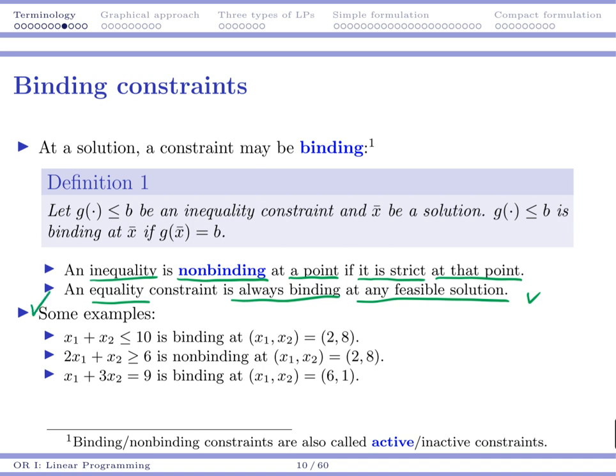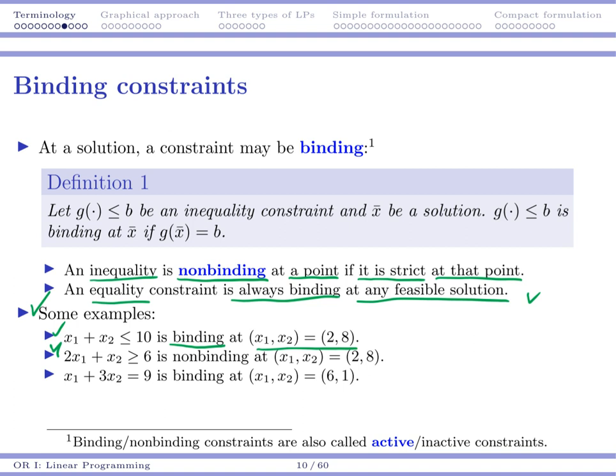So here are some numerical examples. I have an inequality constraint which is x1 plus x2 less than or equal to 10. This constraint is binding at (2, 8), because if you plug in (2, 8), that becomes an equality. On the contrary, the constraint 2x1 plus x2 greater than or equal to 6 is non-binding at (2, 8), because the left-hand side is strictly greater than the right-hand side.